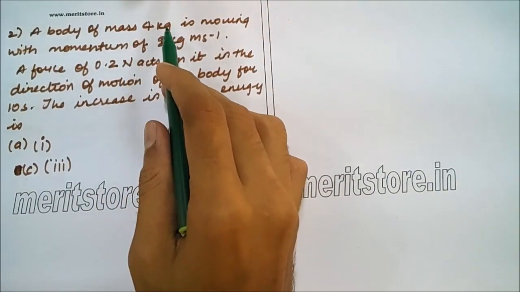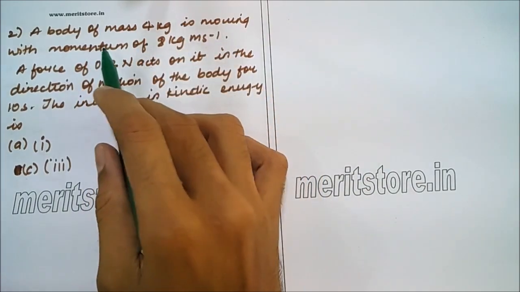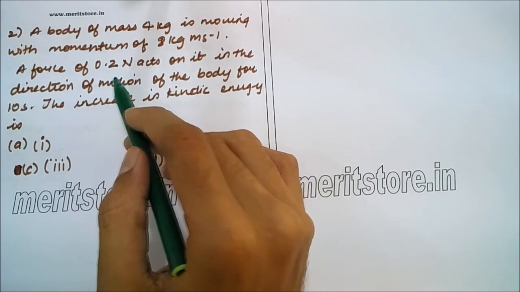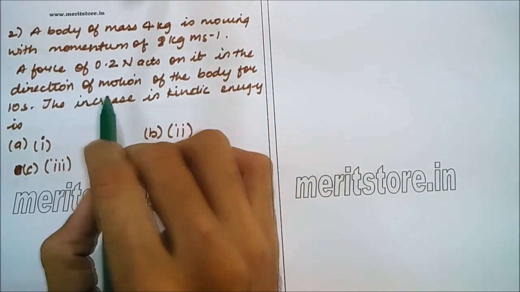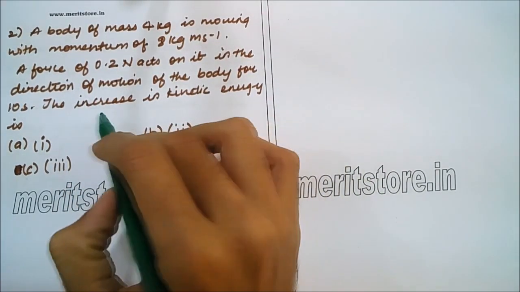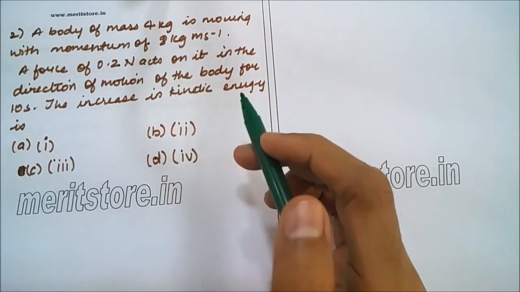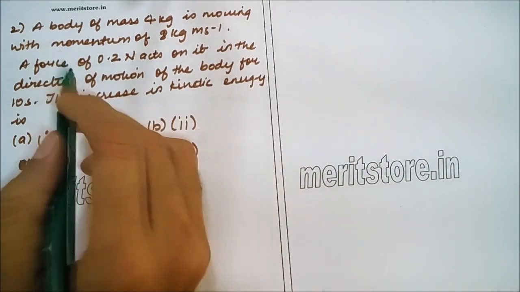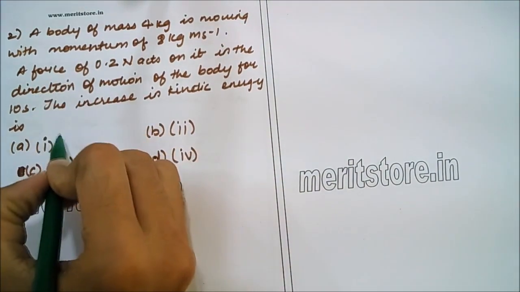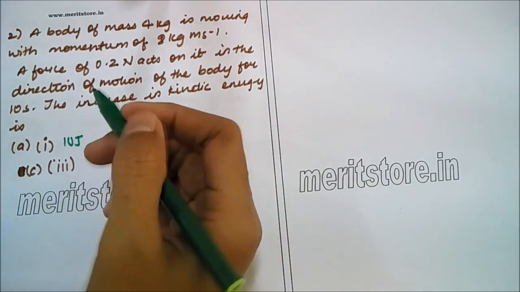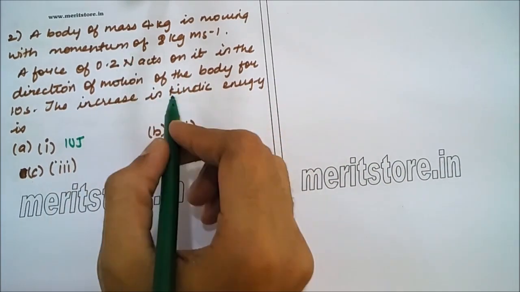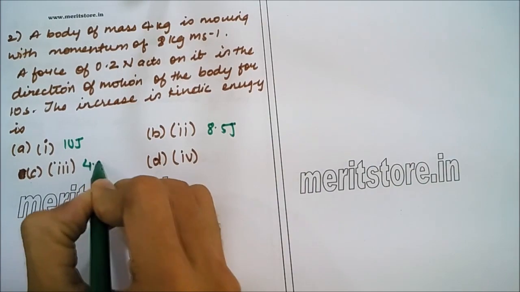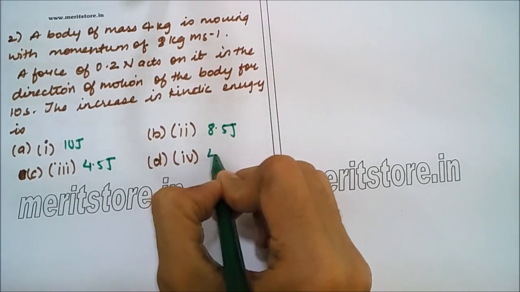A body of mass 4 kg is moving with a momentum of 8 kg meter per second. A force of 0.2 Newton acts on it in the direction of the motion of the body for 10 seconds. The increase in its kinetic energy is, we have the options 10 joules, 8.5 joules, 4.5 joules and 4 joules.